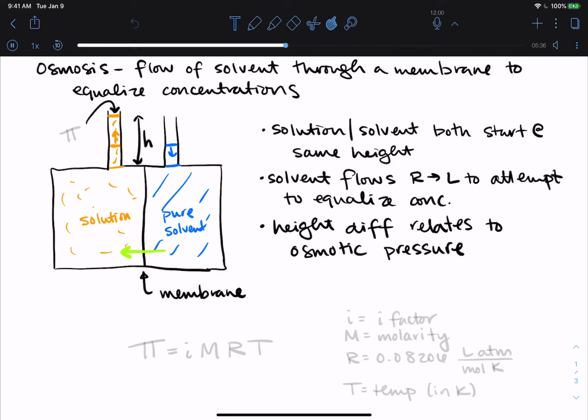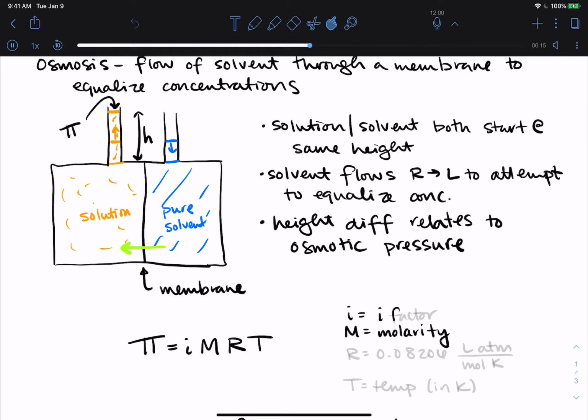And we use a capital pi for osmotic pressure. So that is the pressure that we would be putting down on top of the solution side. So this equation is pi equals i times capital M, the molarity, times R, which is the gas constant, the version that will give you pressure units, times the temperature. So M is molarity, and i is the van 't Hoff factor.